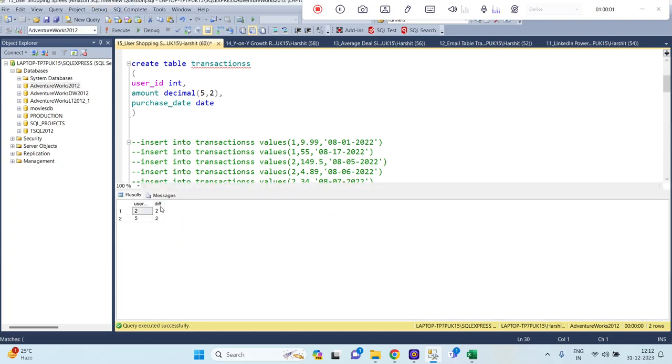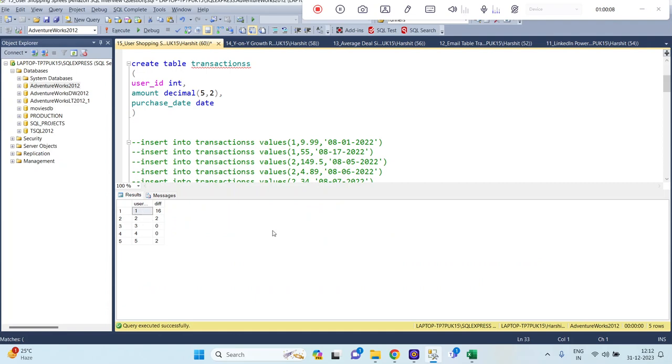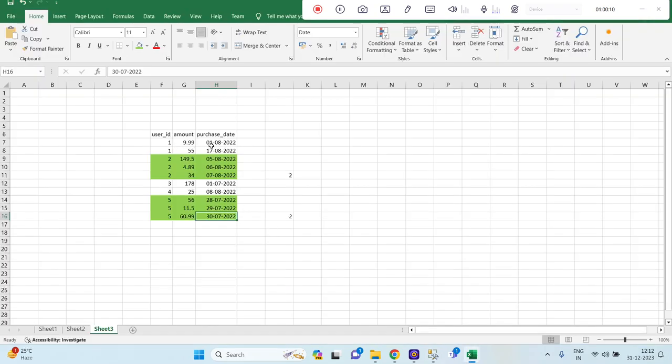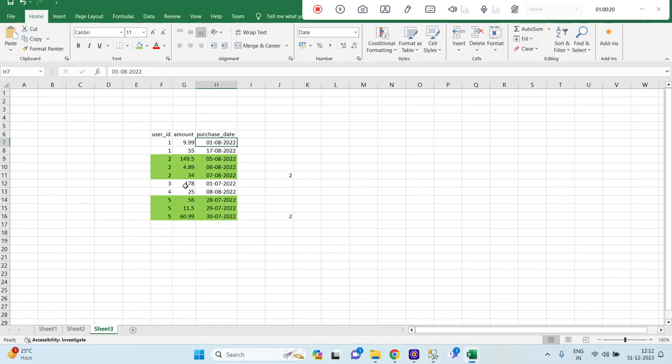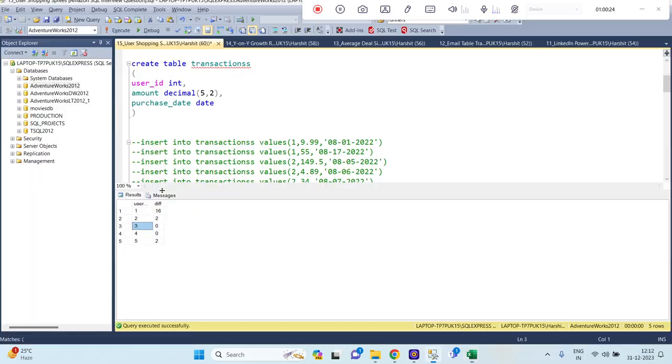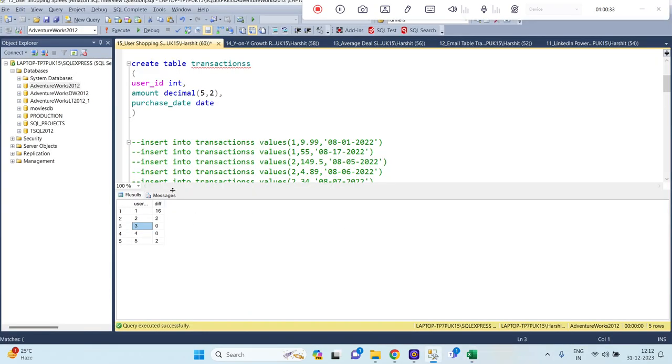2 and 5 have only two values, right? What are the values for the others? For 1 it is 16. So for 1, if you see, 117 minus 116. This is not my requirement. For 3, what is the difference? Only one time it is coming, so no difference, right? 4 is also coming one time. For 2 and 5, 7 minus 5, 2. 30 minus 28, 2. So that is my requirement.